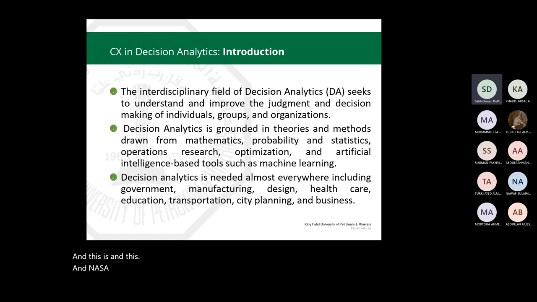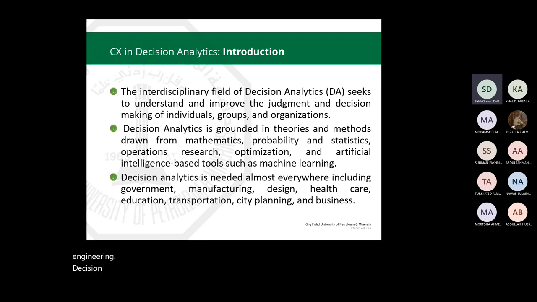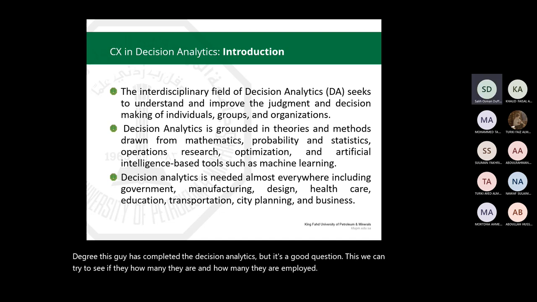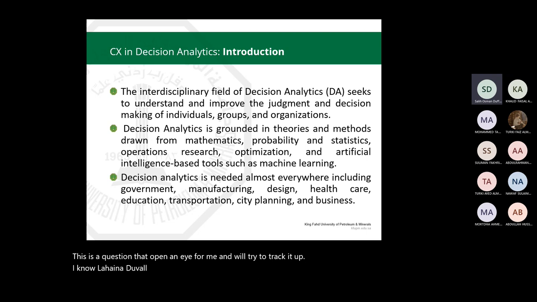I just want to see. This is the second group, I'm not sure actually. The graduates in this concentration, there are statistics because they all graduated last May, maybe around 20. But I don't have accurate data on this. These students are mostly industrial engineers, so they also depend on the industrial engineering job market. Their degree doesn't state decision analysis; it doesn't say this guy has completed the decision analytics. But it's a good question. We can try to see how many they are and how many are employed. This is a question that opened an eye for me and we'll try to track it, although we only graduated one batch, or maybe not all of them graduated because some are still in the system.